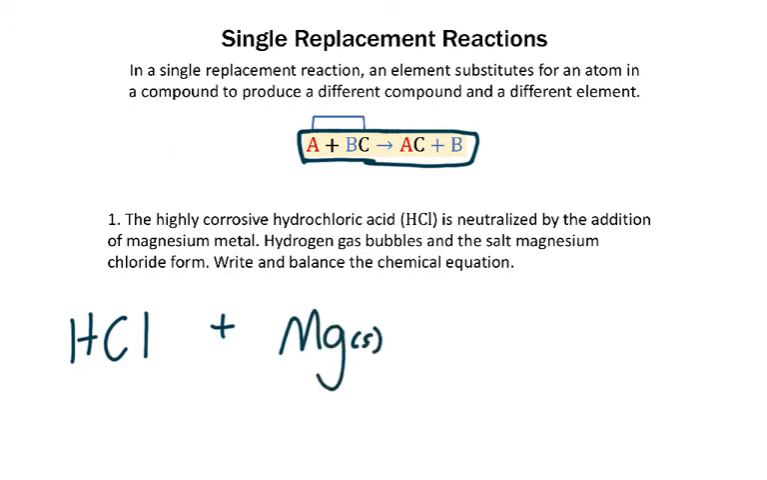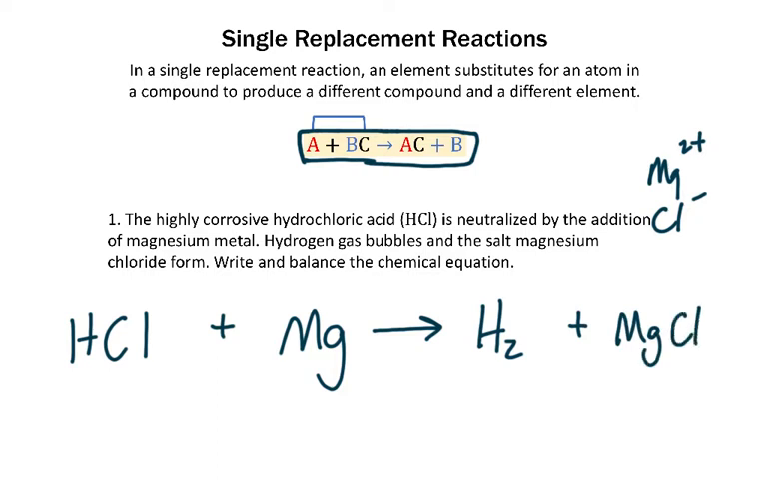So it's just magnesium solid, right? And it will form hydrogen gas bubbles and the salt magnesium chloride. What's the ionic formula unit for magnesium chloride? Mg has a 2 plus charge, chloride has a -1 charge, and so it would be MgCl2. Okay? And notice, let me be a little more careful.